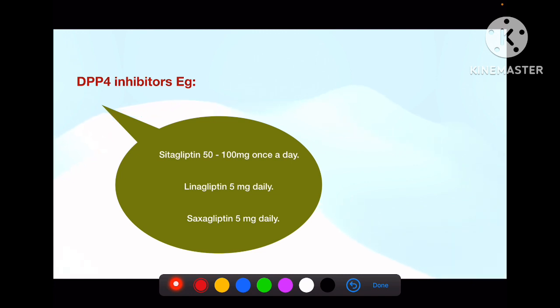Linagliptin 5 milligram daily, and saxagliptin 5 milligram daily, right? Except linagliptin, all other drugs you have to adjust according to the patient's renal function. Linagliptin, you don't need to adjust the dose. It has a renal protection ability rather than sitagliptin and saxagliptin. So it is a well recommended drug, right?